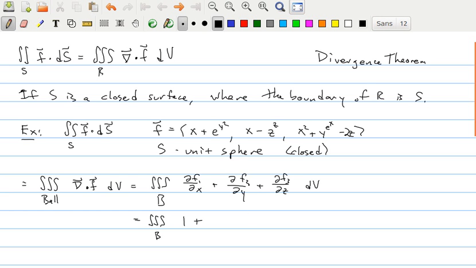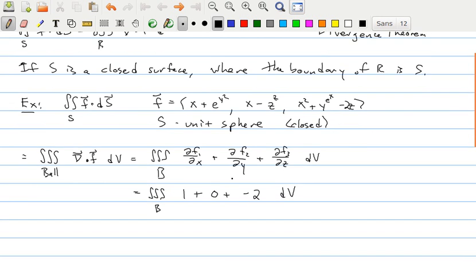The partial of F2 with respect to y, well, this is F2. It doesn't depend on y, so that partial is 0. And then the partial of F3 with respect to z is negative 2. So all of those ugly components just dropped right out because the various components didn't depend on those extra independent variables. So we can simplify this to give us the triple integral over the ball of negative 1 dV.